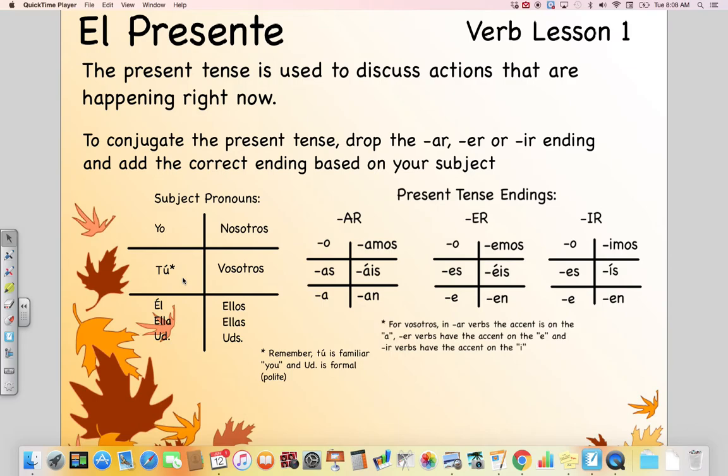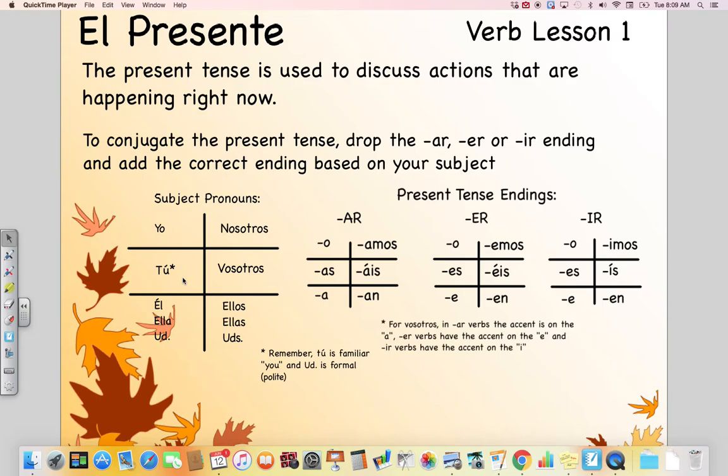Now, for the big stuff, we have our present tense verb endings. There are 3 sets, AR, ER, and IR. You've been studying these forever. The AR endings: o, as, a, amos, áis, an, accent on the A in áis. ER: o, es, e, emos, éis, en, accent on the E in the vosotros ending. And the IRs: o, es, e, imos, ís, en, accent on the I in the vosotros.